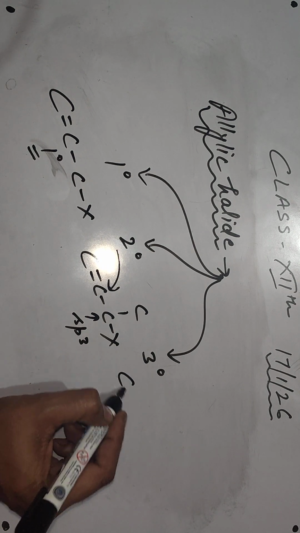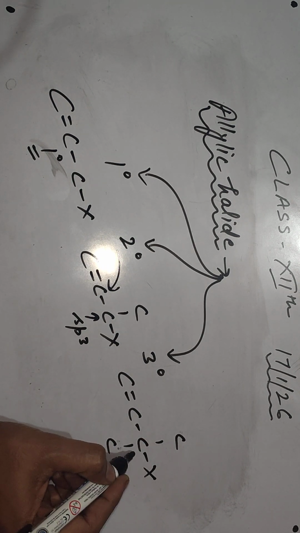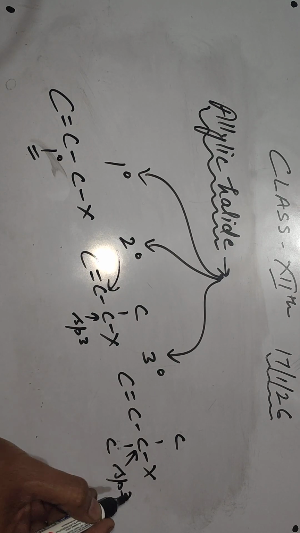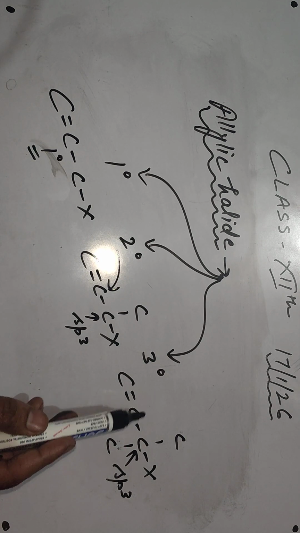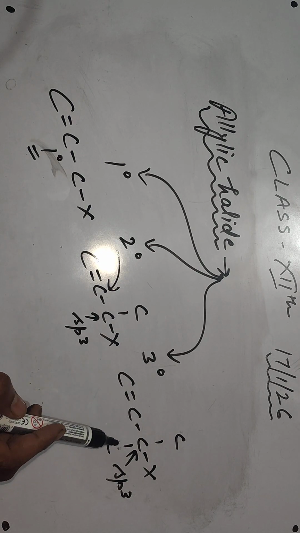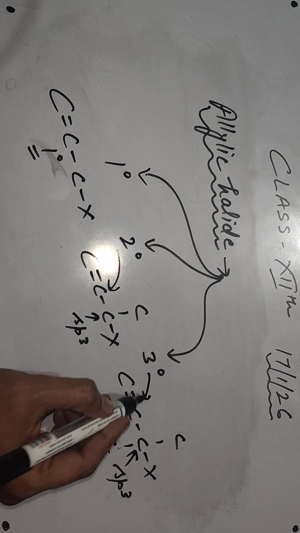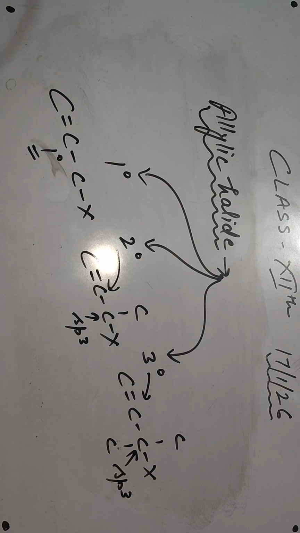And then what will be 3 degree? This is an sp3 hybridized carbon connected with a double bonded carbon, so it is allylic halide, but it is also connected with 2 more carbons directly. So the degree of this allylic halide is 3 degree. So this is all about allylic halides.